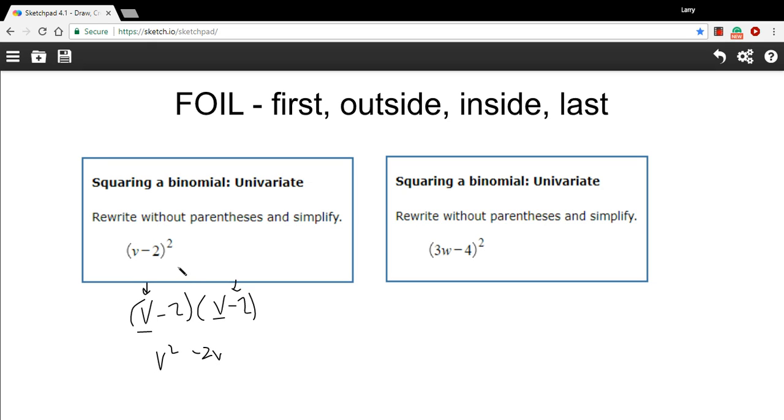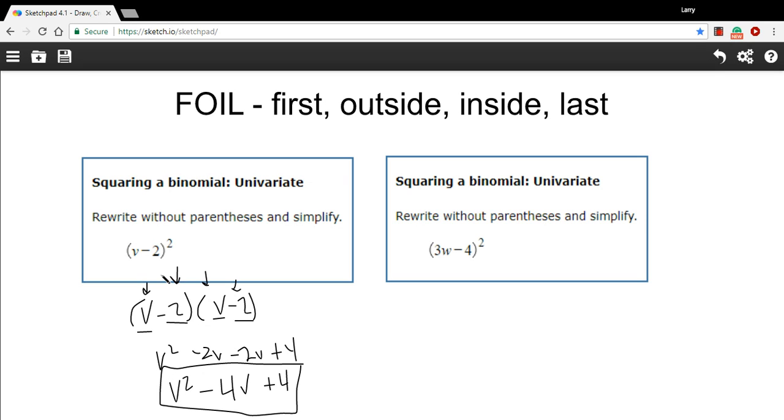The inside terms, minus 2 times V is another minus 2V. And the last terms, a negative 2 times a negative 2 is a positive 4. And then when we combine the negative 2V and the negative 2V, we get negative 4V and plus 4. So that's our answer. And that method will work anytime you want to square a binomial.